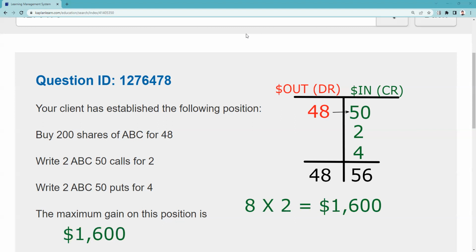And again, the key takeaway as a sales supervisor or registered option principal is that when a customer writes a covered call, they do not participate past the strike. The gain is capped here at 50. I think there's a ceiling.